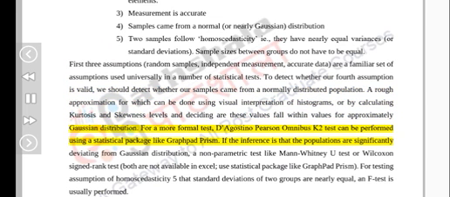For a more formal test, the D'Agostino-Pearson omnibus K2 test can be performed using a statistical package like GraphPad Prism. If the inference is that the populations are significantly deviating from Gaussian distribution, a non-parametric test like the Mann-Whitney U-test or Wilcoxon signed-rank test should be used. Both are not available in Excel. Use a statistical package like GraphPad Prism.